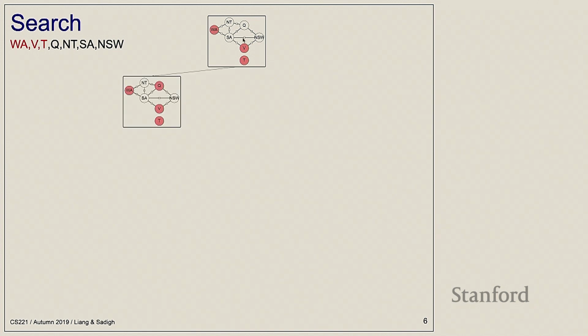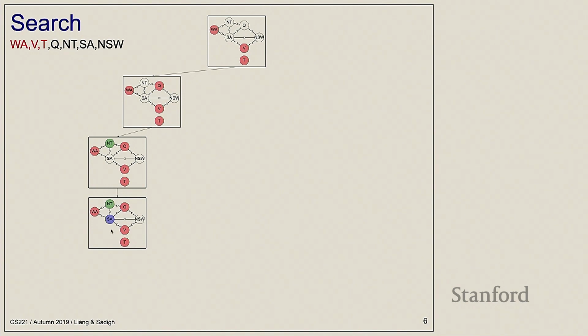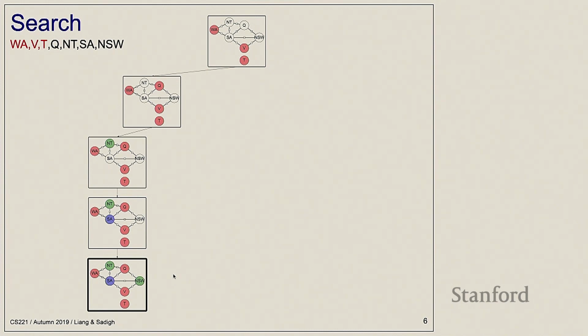And so what we decided to do was, hey, we'll color Q red. And then we say, hey, if we color Q red, let's go with green here for NT. And then we pick blue for SA, and then green for NSW, and we've completed that tree. We've gone as far as we can. We've found a coloring that works.